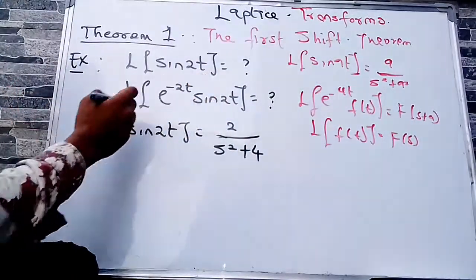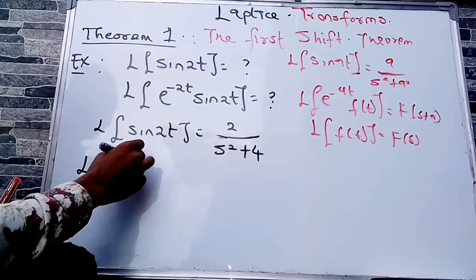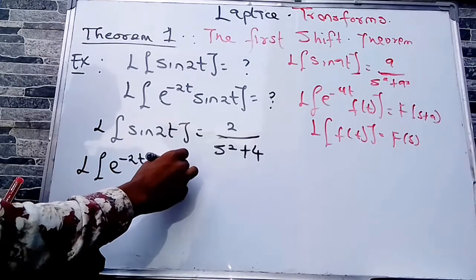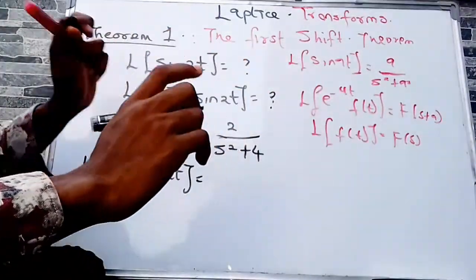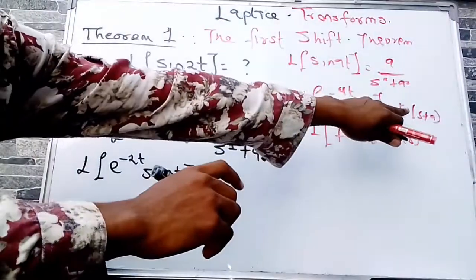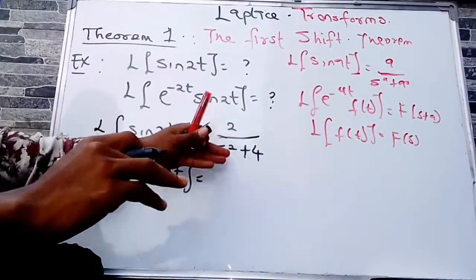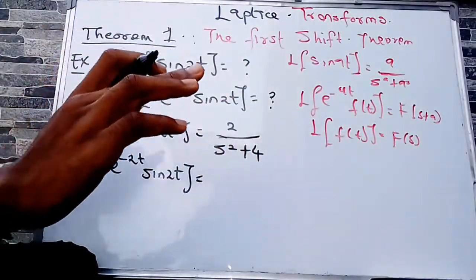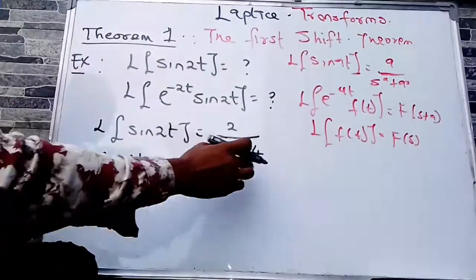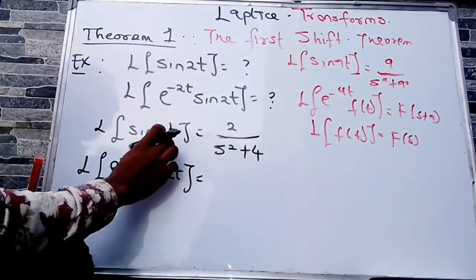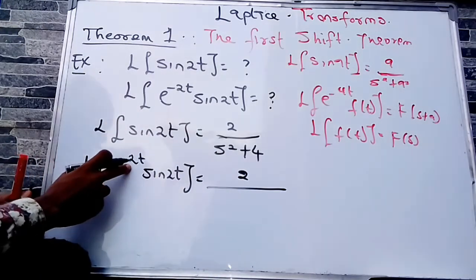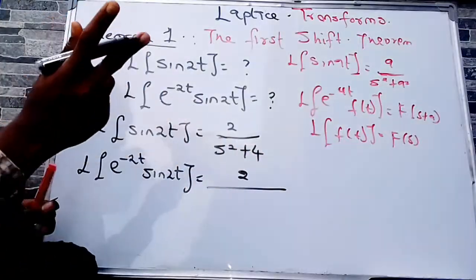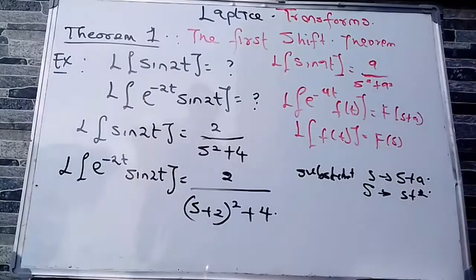Very simple. So that means for the Laplace of exponential minus 2t sine 2t, since the Laplace of the function of t is giving us a function of s, then the Laplace with the exponential function gives us a function of s plus a. So all we need to do is substitute our s for s plus a. Since this is the answer for the Laplace of sine 2t, our answer will be 2 divided by, now what is the a here? My a is 2. So substituting s plus 2, we have s plus 2 raised to power 2 plus 4.